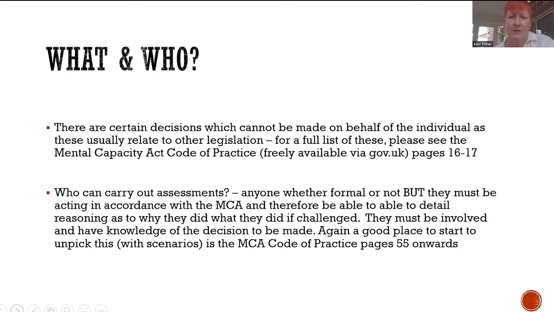So, okay, you're doubting a person's capacity in a particular area, but I need to draw your attention to the fact that there are certain decisions which cannot be made on behalf of the individual, and these usually relate to other legislation. And there's a full list of these in a booklet. It's actually quite a tome, called the Mental Capacity Act Code of Practice, which is freely available via gov.uk. And it has scenarios, so it's actually very easy to read. And it lists these particular decisions on pages 16 to 17. So there are things like divorce, marriage, consent to sexual relationships, and so on. So really complex decisions.